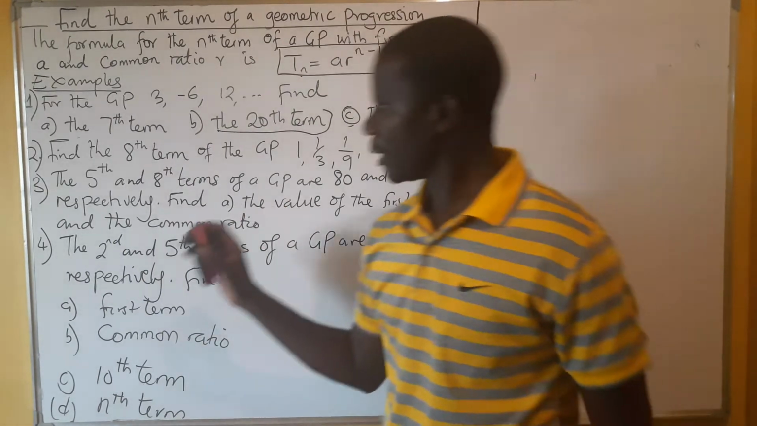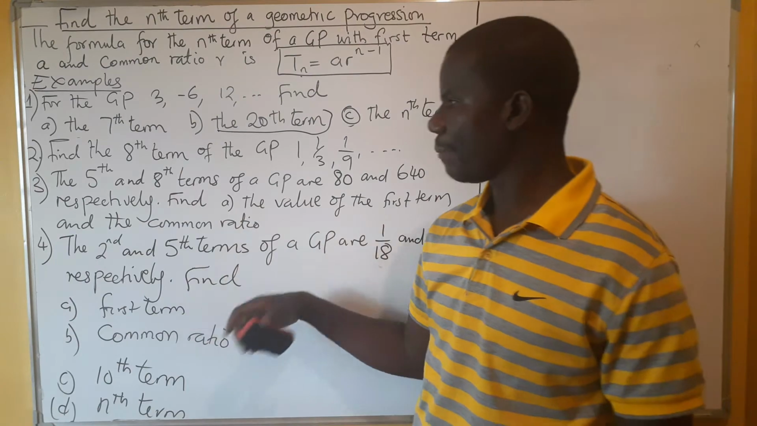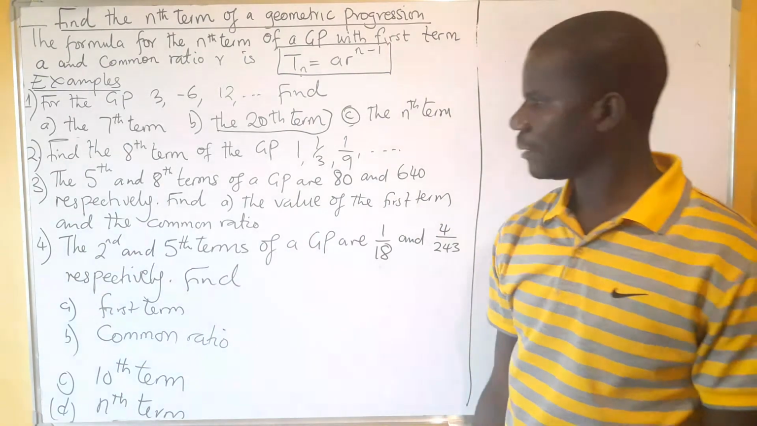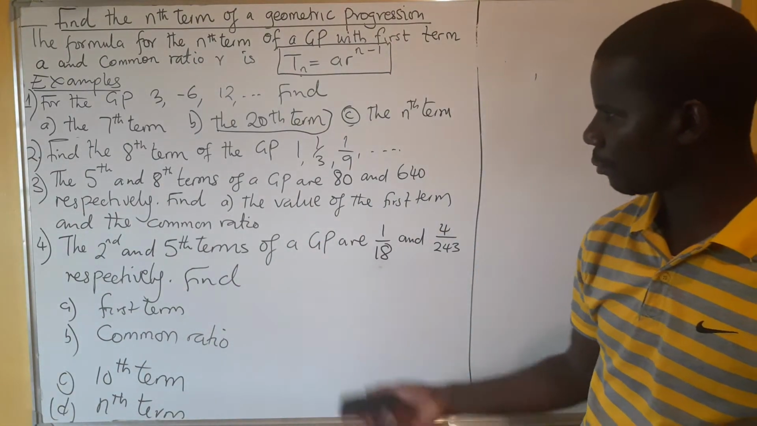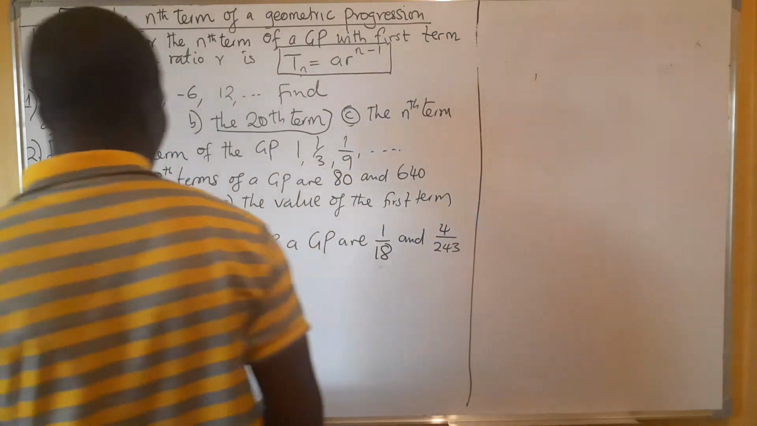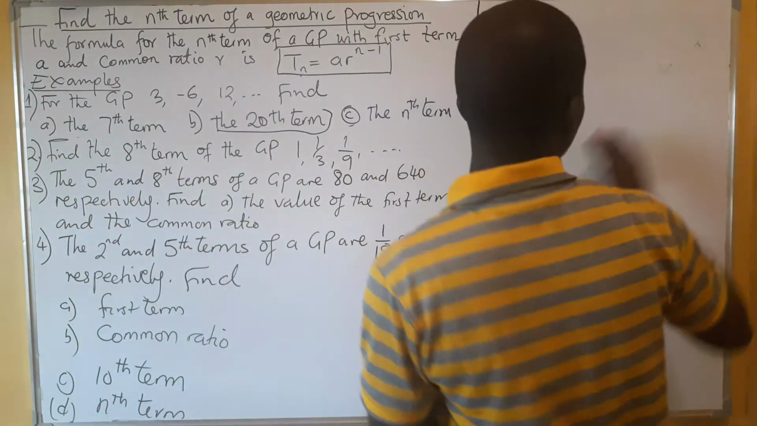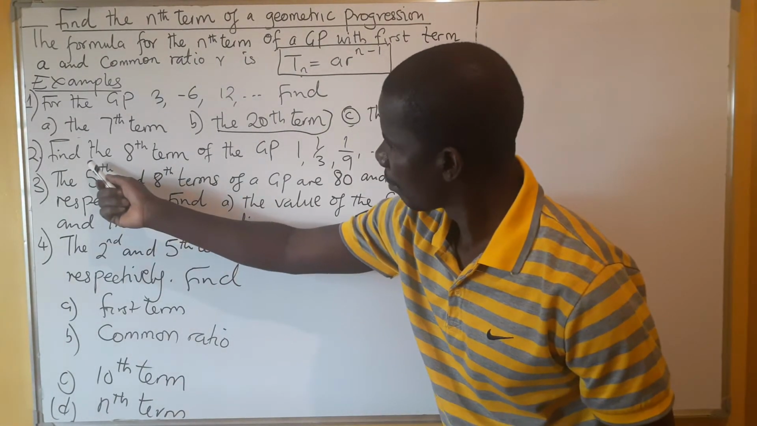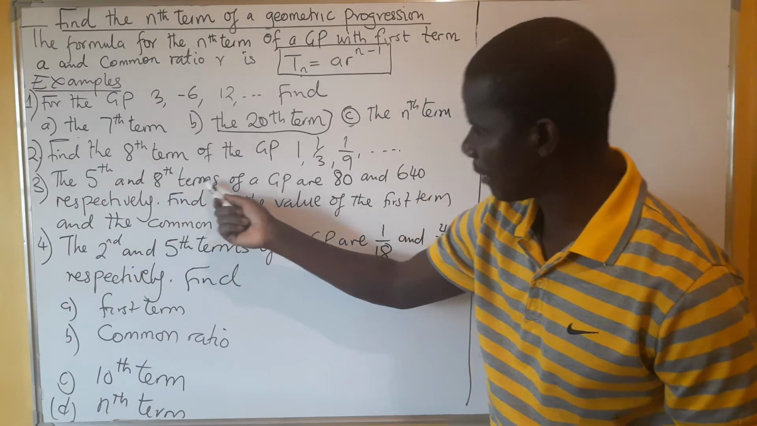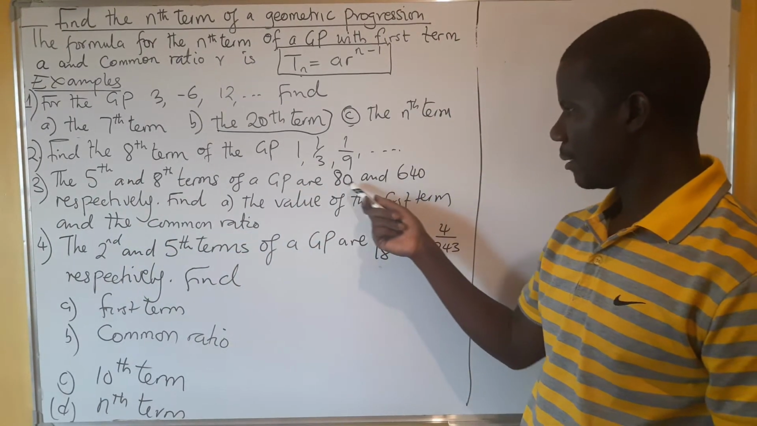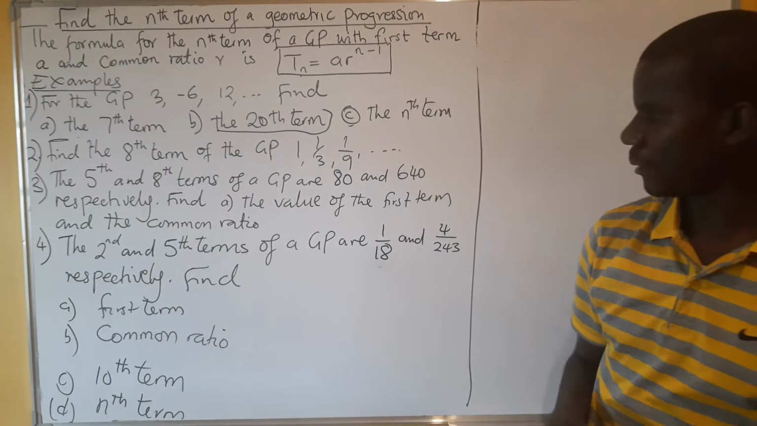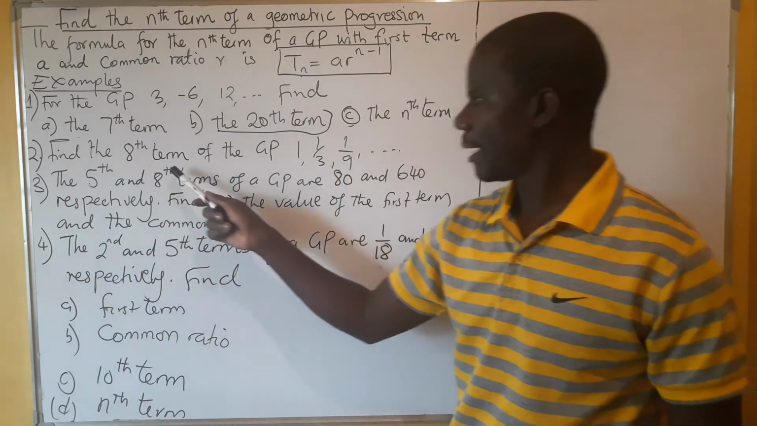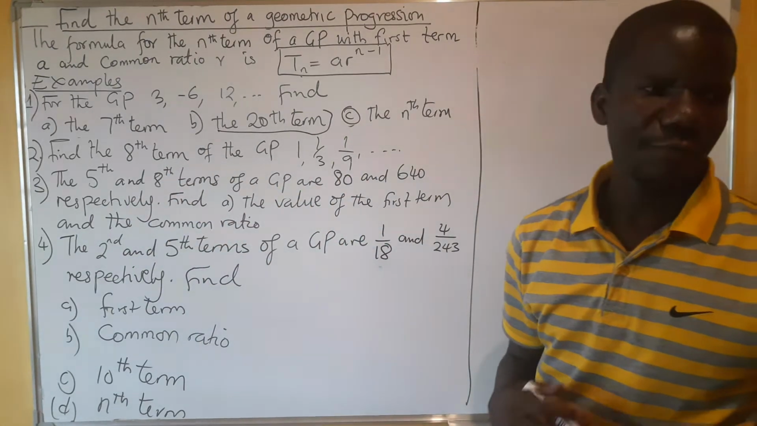Now, I do request that we pay particular attention as we get to look at questions 3 and 4. There is some kind of a process that we need to go through before we get to the answer. So I do request that we pay attention as much as we did on the first 2. So, what have we been given here? We've been given the 5th term and the 8th term of a GP are 80 and 640 respectively. So meaning the 5th term is 80, the 8th term is 640. That is what it means.